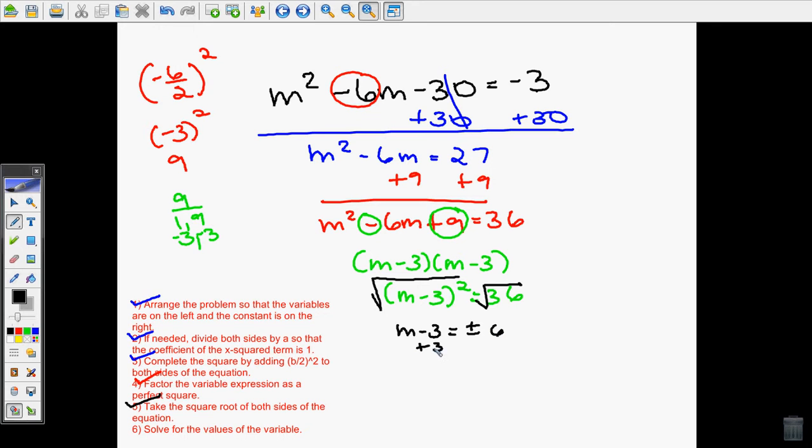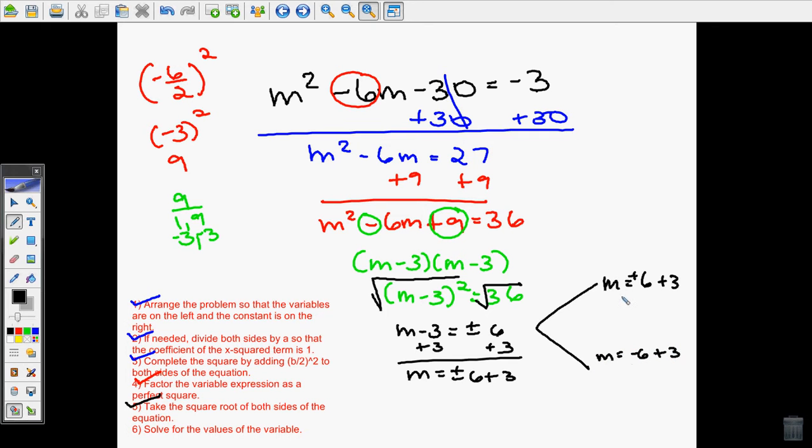I'm going to add 3 to both sides. So again, I'm going to end up with two problems here. I'm going to end up with m is equal to, well, I guess I should say it here, m is equal to plus or minus 6 plus 3. So I can have positive 6 plus 3, or I can have negative 6 plus 3. Well, positive 6 plus 3 is 9. Negative 6 plus 3 is negative 3. So our answers are 9 and negative 3.